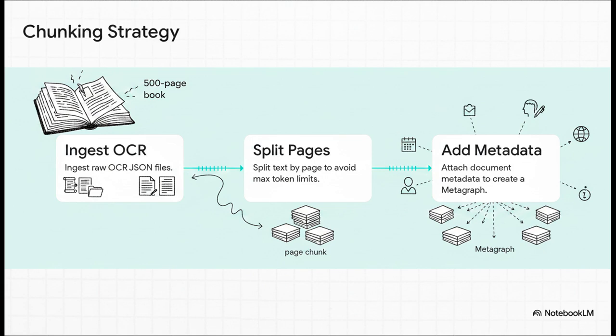Instead, we split the text up, typically page by page, but we don't stop there. We take those specific page chunks and attach document metadata to them, stuff like publication dates, authors, and source types. This creates what we call a metagraph, which is brilliant because it keeps the context of exactly where that text came from perfectly clean and organized.